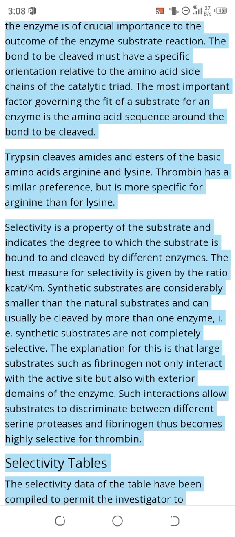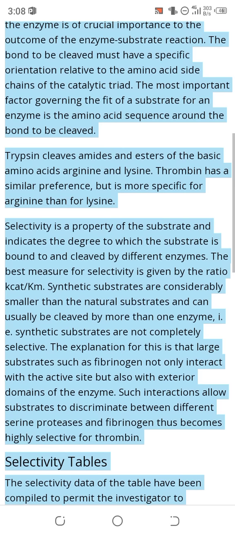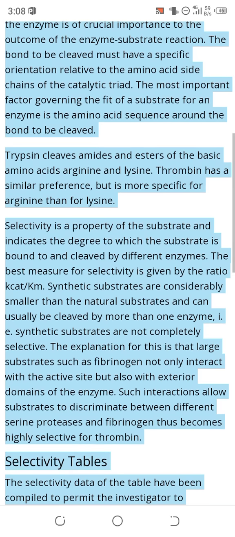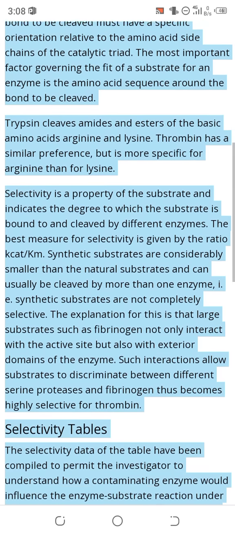Trypsin cleaves amides and esters of the basic amino acids arginine and lysine. Thrombin has a similar preference but is more specific for arginine than for lysine.